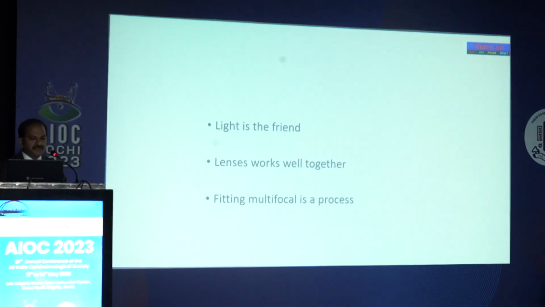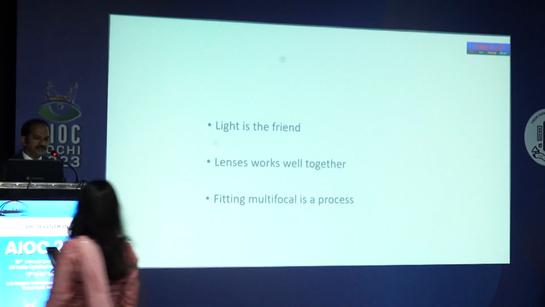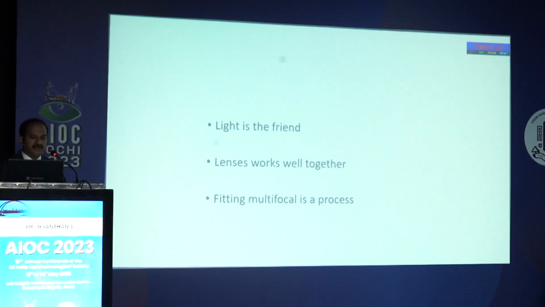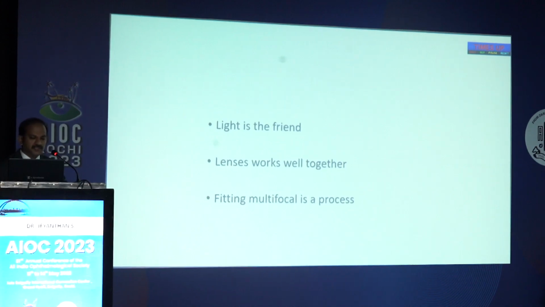And whenever an unhappy patient walks into you, just tell them that light is your friend, because most of these contact lenses work well if the illumination is good. In case the illumination is low, they may not be very comfortable, but in that situation, never tell the patient to go for an alternate design or alternate procedure. And remember, the lenses work well together. Monocular doesn't work here. Whether it is monovision lenses or binocular lenses, doesn't matter, but make sure you tell the patient that it works only when it is together.